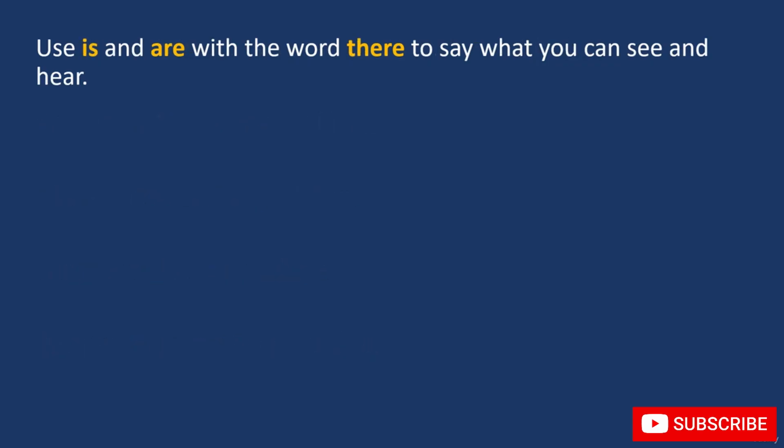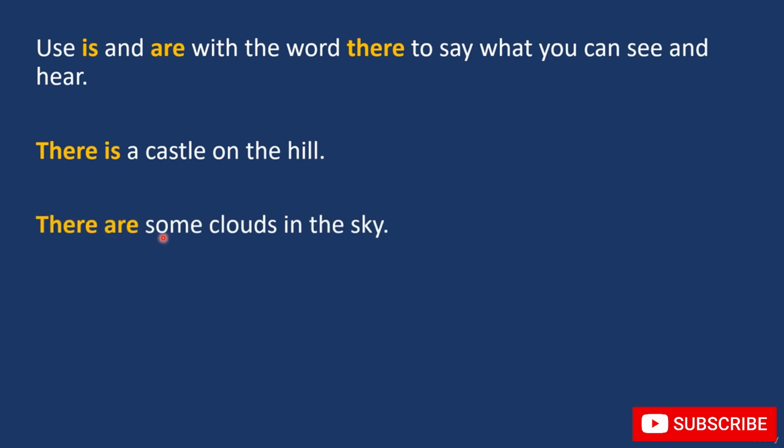Here we have a new point. We use is and are with the word there to say what you can see and hear. So I can say there is and there are. There is a castle on the hill. Surely there is with singular and there are with plural. There are some clouds in the sky. So here I express something that I can see or I can hear.